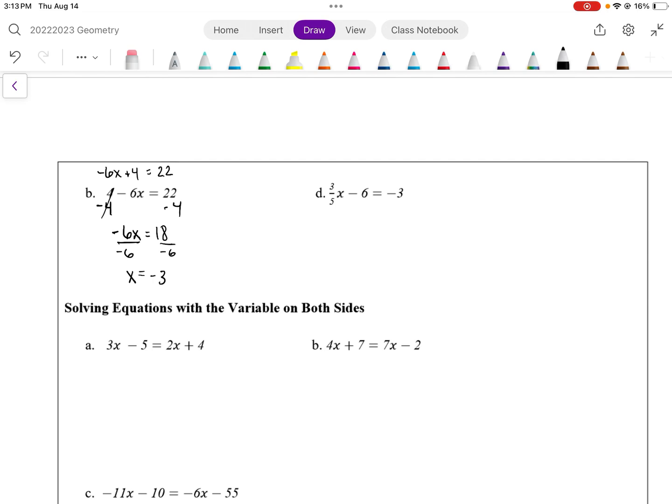Okay, 18 divided by negative 6 is a negative 3. Remember, anytime you're multiplying or dividing, if you have a positive divided by a negative, you get a negative. But if you had a negative divided by a negative, then you would get a positive. So try to remember some of those rules.